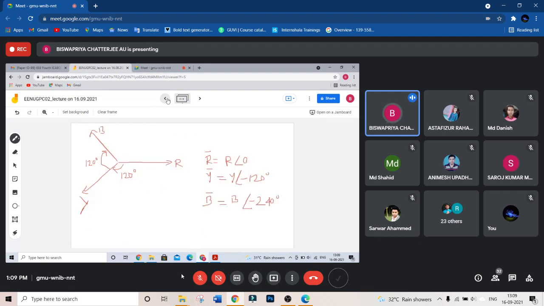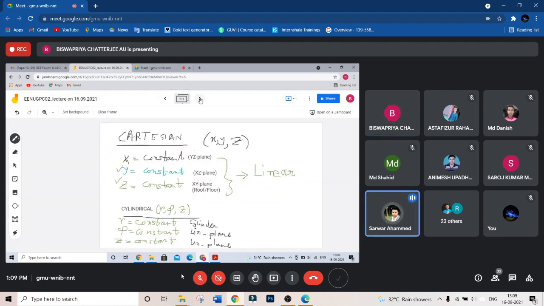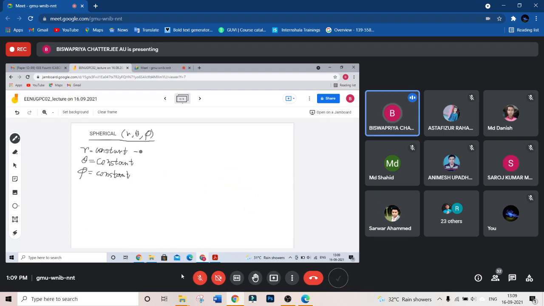So this is the picture for you for the spherical system. If you take r equal to constant, and if you vary this theta and vary this phi, what will happen? It will be a circle or curve. Not a circle, it will generate a sphere. It is a little difficult to visualize. You can try this at home.